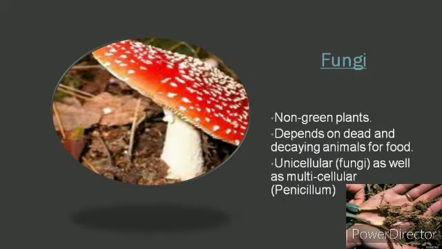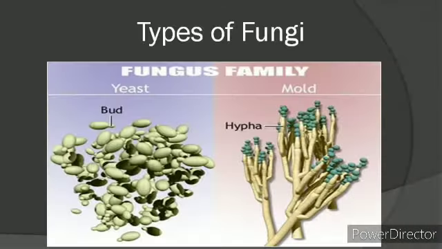Next one is fungi. Fungi is a non-green plant, but it is saprophytic. Saprophytic means dependent upon dead animals or dead plants. They are generally unicellular, and some like penicillium are multicellular. Penicillium is a very useful antibiotic in the medicine world, and it was invented by Alexander Fleming. There are 2 types of fungi. The first one is yeast, and the second one is mold.